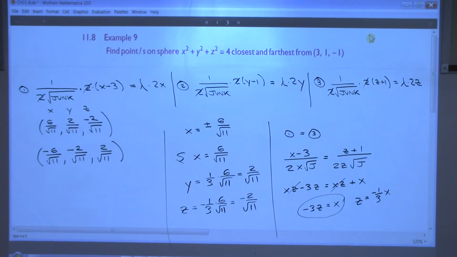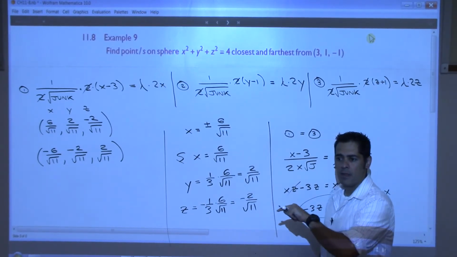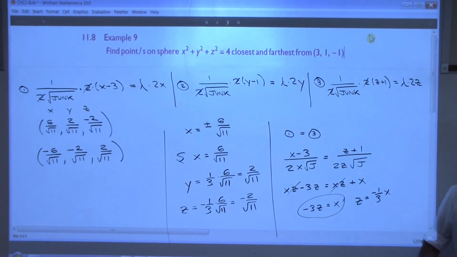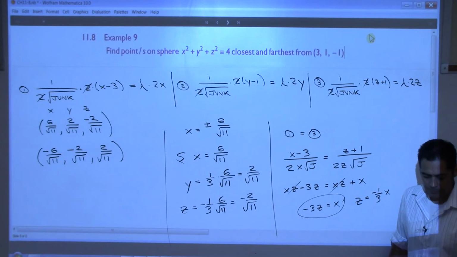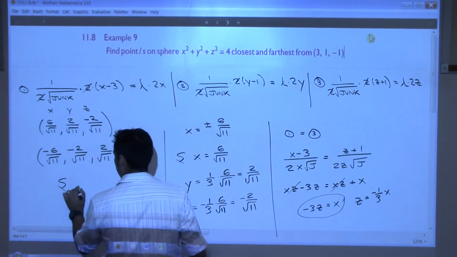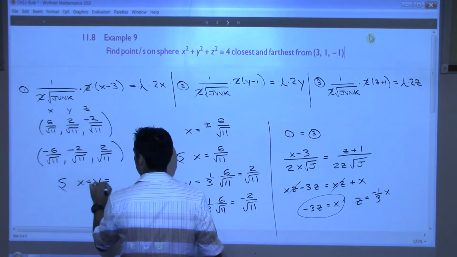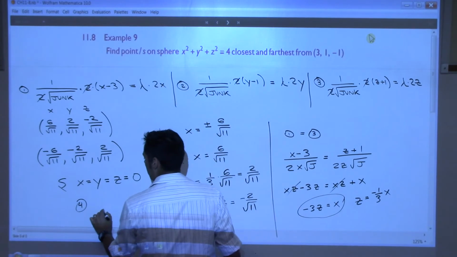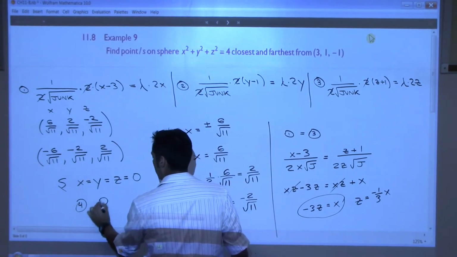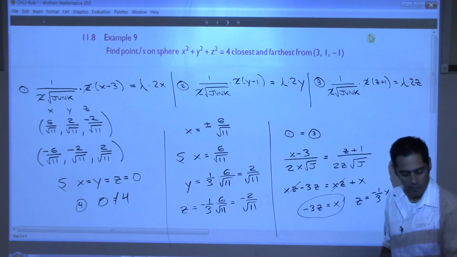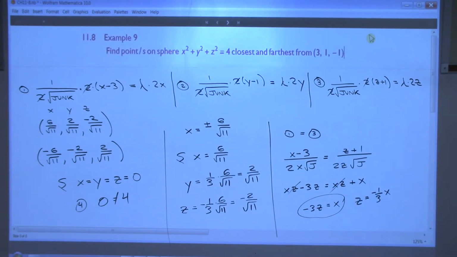Fourth equation wouldn't work. Right? So if x, y, and z are all zero, then your fourth equation is not satisfied. So we can throw those out. Understand? Now you could write that down to be technically correct. Suppose x equals y equals z equals zero. If they're all zero, equation 4 would say x squared plus y squared plus z squared equals 4. That wouldn't be true, right? So we're done.